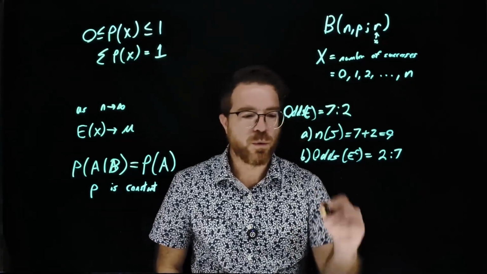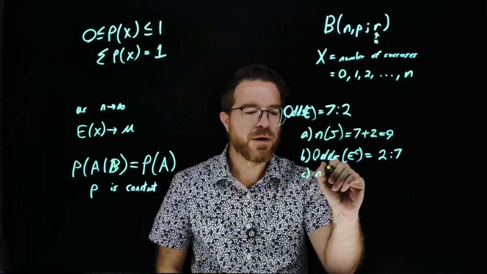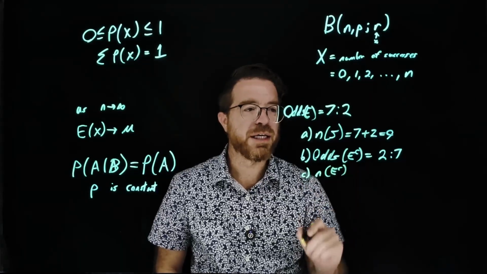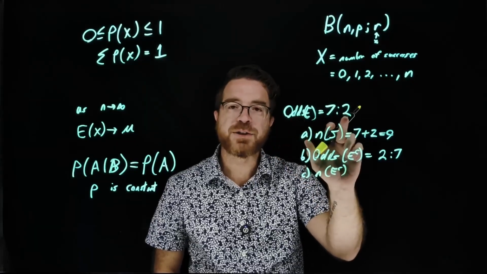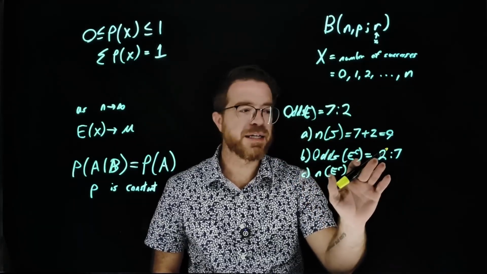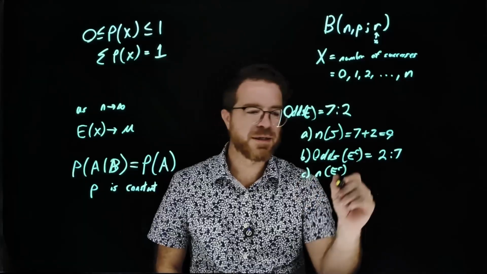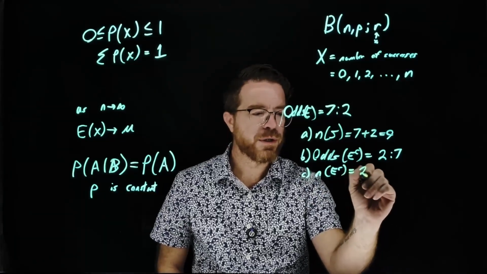Part C asks, what is the number of the complement of E? So that is actually just going to be this number. We have the odds of E, it's your second number, or in this case, the odds of not E, it's your first number. It's the losses. So this is going to be equal to 2.